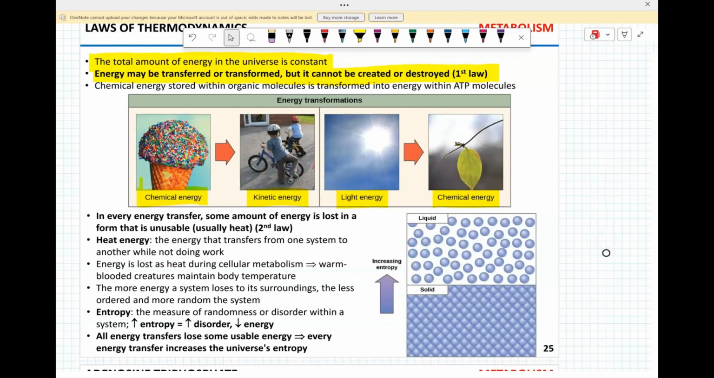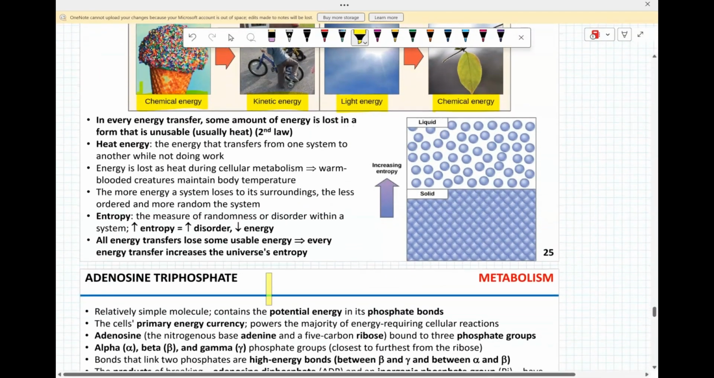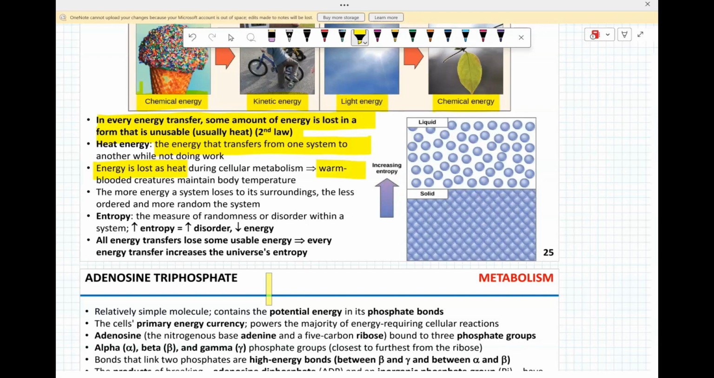Another law that we need to be aware of is the second law of thermodynamics, which states that in every energy transfer, some amount of energy is lost in a form that is unstable. Usually, energy is lost as heat. Heat energy is defined as the energy that transfers from one system to another, but does not do the work. So during cellular metabolism, energy is lost as heat. This is what allows us, warm-blooded creatures, to maintain our body temperature.